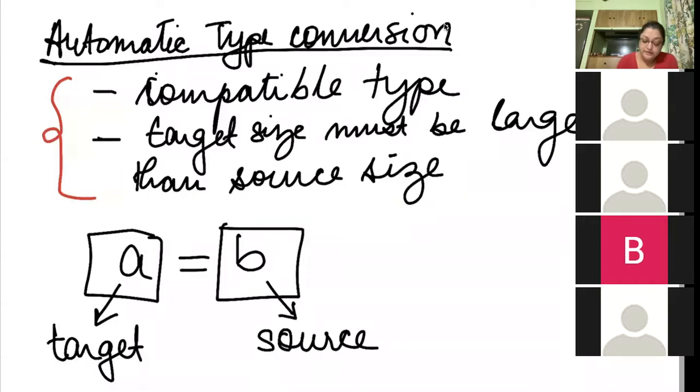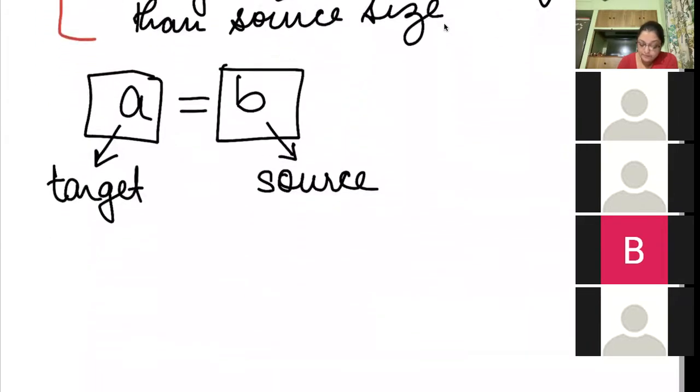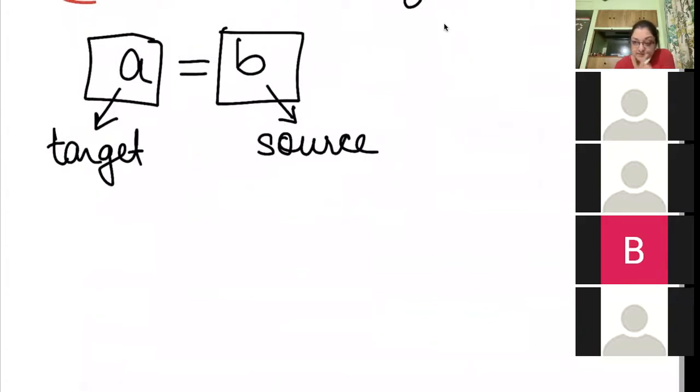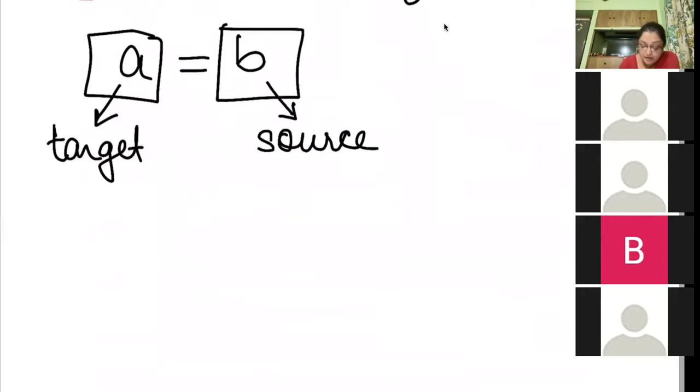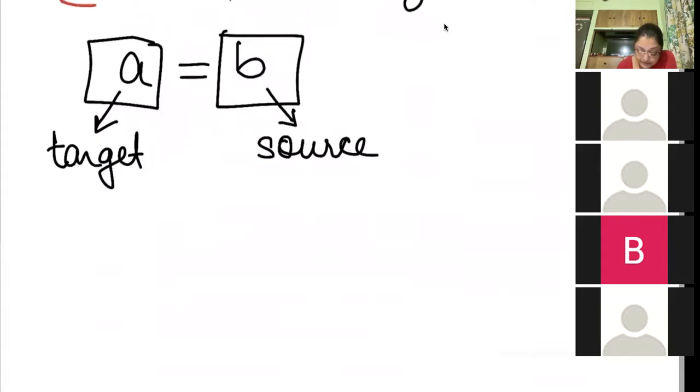Can you give me some examples where the conversion will work? Anyone? I will have to give names otherwise. Please give me an example. Ma'am, integer to byte. That means int will be A, or is B integer? A is integer, B is byte.